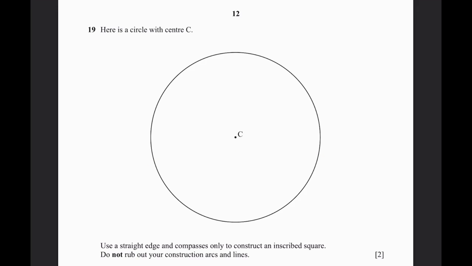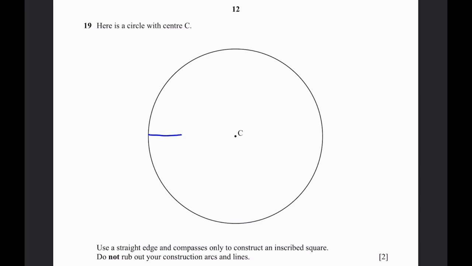Question 19. Here's a circle with center C. Use a straight edge and compasses only to construct an inscribed square. Do not rub out your construction arcs and lines. First, we can just draw a diameter, like so. Now, we can take our compass and measure the length so that the length is greater than half of the diameter. For example, this length I will take.